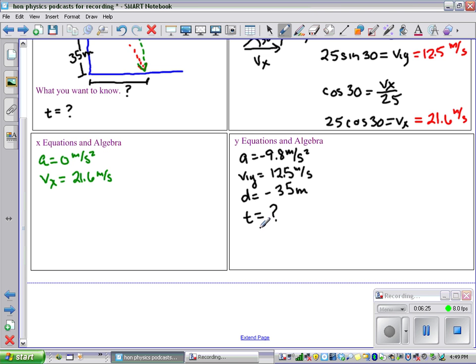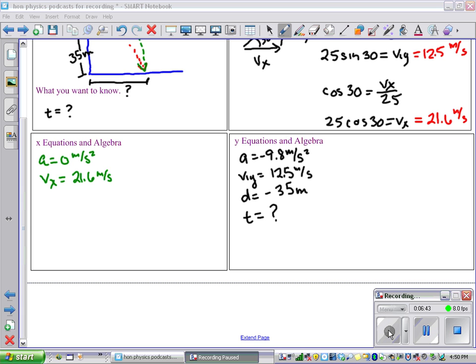Let's see. We don't know anything about Vf. Yeah, let's go ahead and solve that one first. Actually, we'll solve for Vf first because then we can avoid using the quadratic equation.